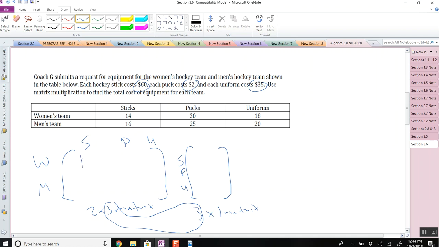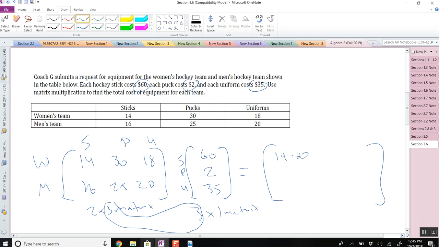So let's write out all of our inventory. 14, 30, 18, 16, 25, and 20. And it's very important that I organize the cost per item matrix, the right matrix here, as a 3 by 1, so I have that dimension match up. So the dimensions match up. Because here's what's going to happen now. When I actually multiply it out, I'm going to do 14 times 60, 30 times 2, 18 times 35, and add it all up.